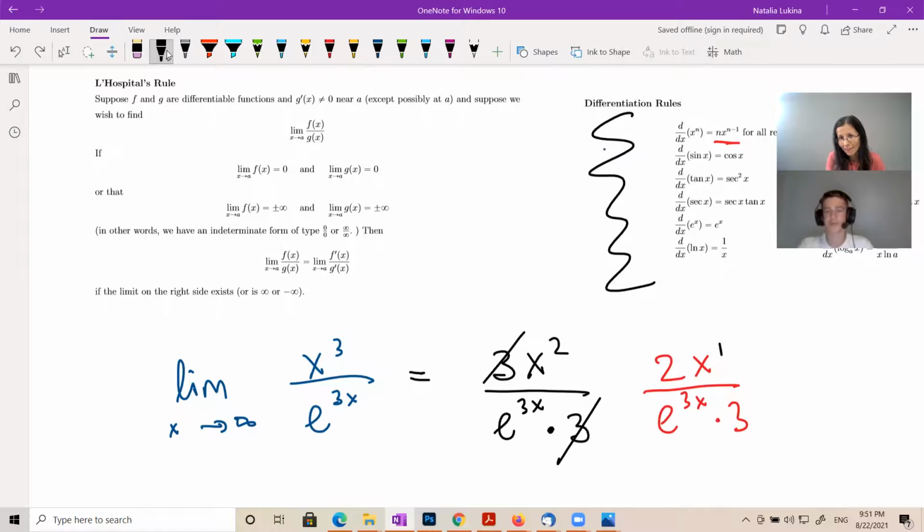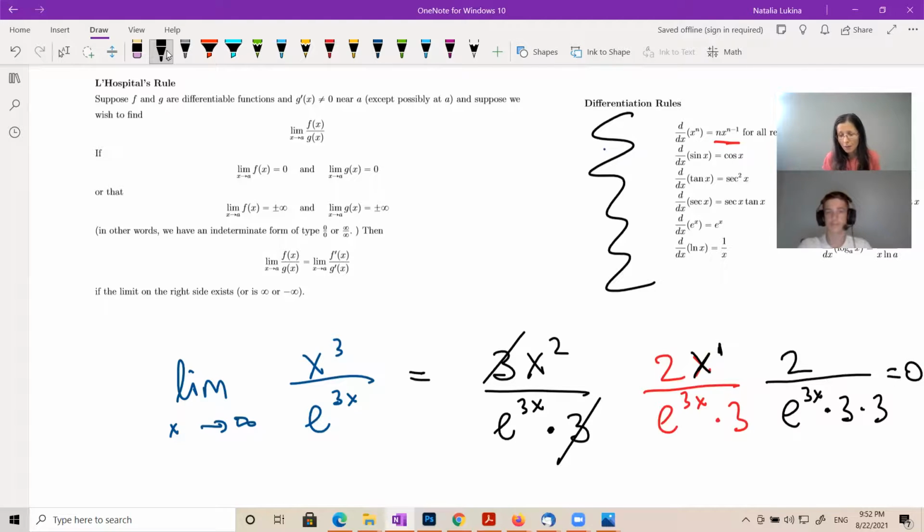Is it just going to be x to the power of 1? Same rule. So it's just going to be x to the power of 0, which is 1. So it's going to simplify to 1. So it will be just that coefficient of 2. And the bottom will be e to the 3x times 3 times another 3. So now the numerator is 2, but the denominator is infinity. So the whole thing will become 0 because it's a number divided by infinity.